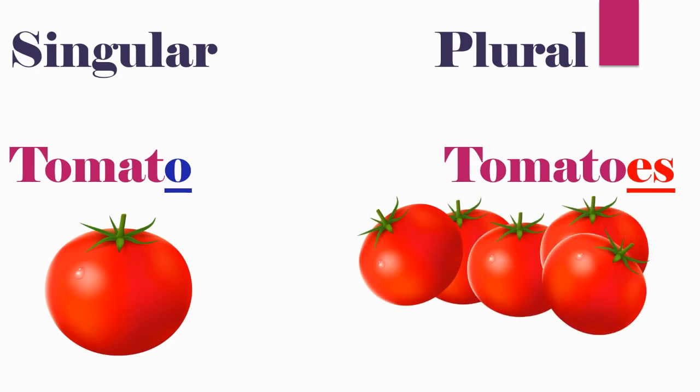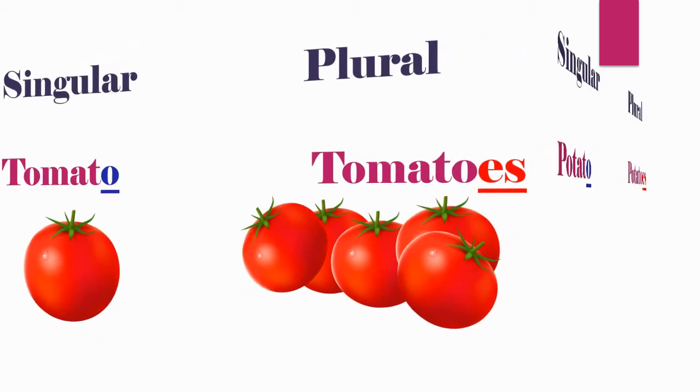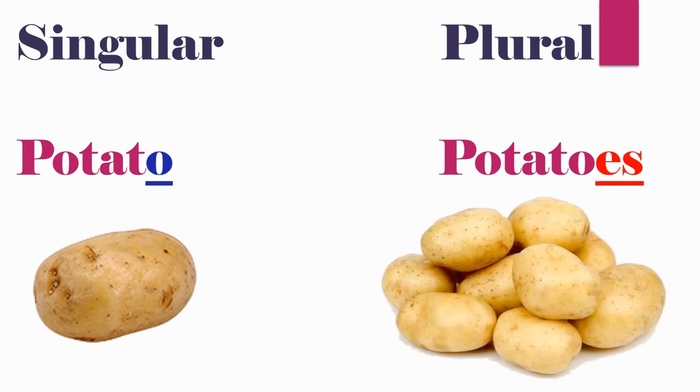Tomato, tomatoes. The singular noun ends with o. So, I have added es to the singular noun to make it plural and hence it becomes tomatoes. Next example is potato, potatoes. Here also the singular noun ends with o. So I have added es to the singular noun to make it plural and hence it becomes potatoes.